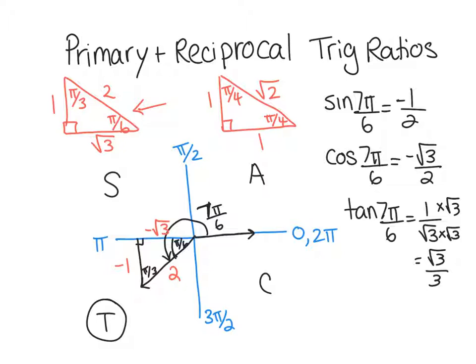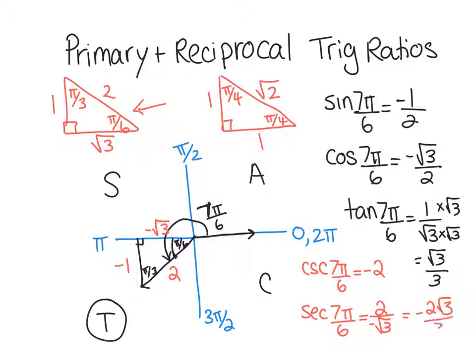And if it asks me to, I could also find my reciprocal ones. So I have cosecant of 7 pi over 6 is, I just flip sine, so it would be negative 2 over 1. I have secant of 7 pi over 6 is 2 over negative root 3. Then I have to multiply top and bottom by root 3, so I get negative 2 root 3 over 3. And finally cotangent, which I can't seem to fit on this page. So cotangent of 7 pi over 6 is equal to the reciprocal of tan. I'm going to steal this tan one. So I get root 3 over 1. Cool, so those are my 6 ratios.